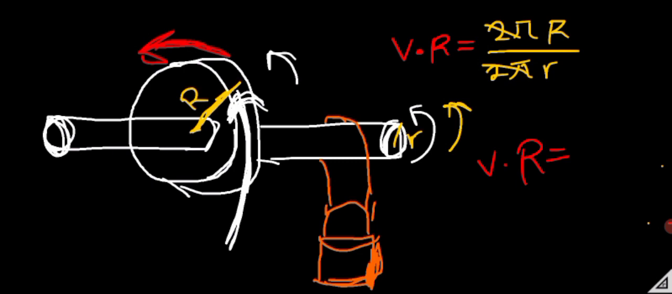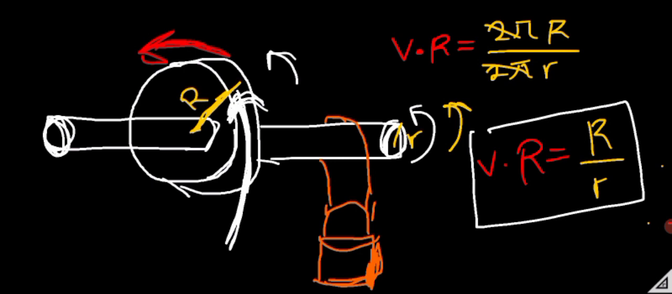VR is equal to, we now have what? Big R over small r. So we now say that for wheel and axle, the velocity ratio is given by what? Big R over small r. Make sure you write this down. It's very important. Big R, where big R is the radius of the wheel, over small r, where small r is the radius of the axle. So it can be given to you in your exam.